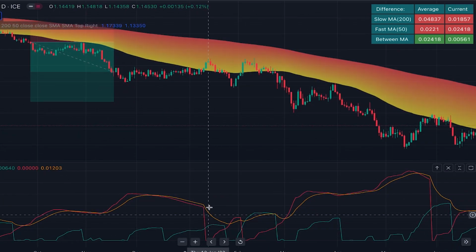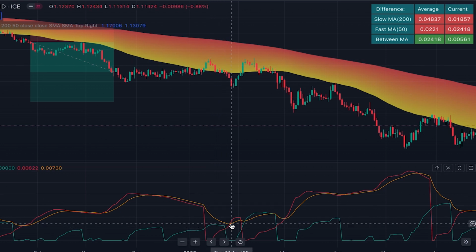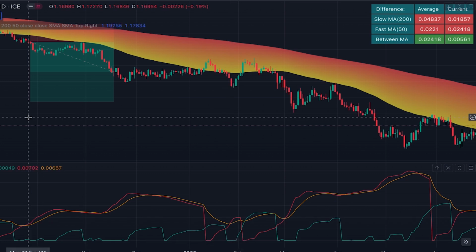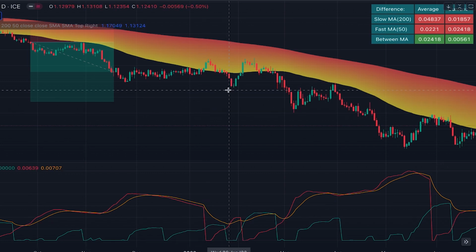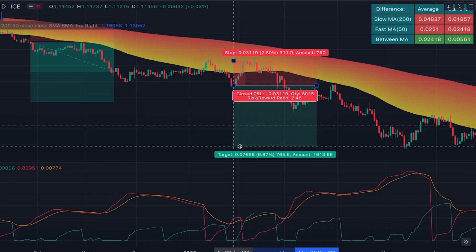Alright, moving on the chart, you can see that here again the red line went below the green line, showing a possible pullback, and then it crossed back above the green line and then the orange line. So the short position signal is confirmed and we can enter a short position here, and you can see that this trade is also a profitable trade.